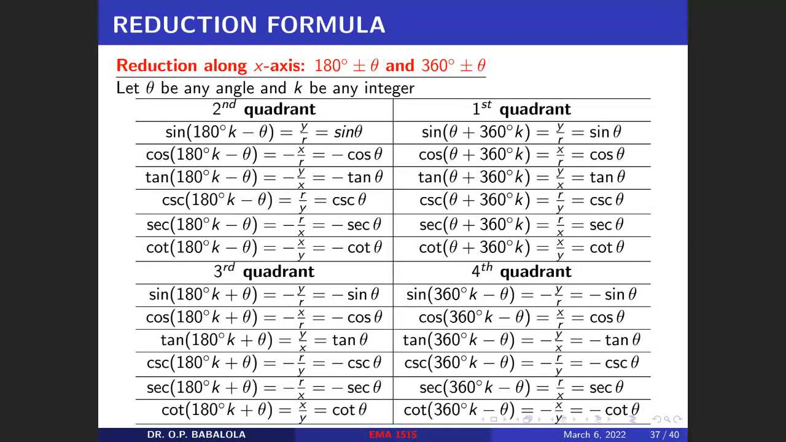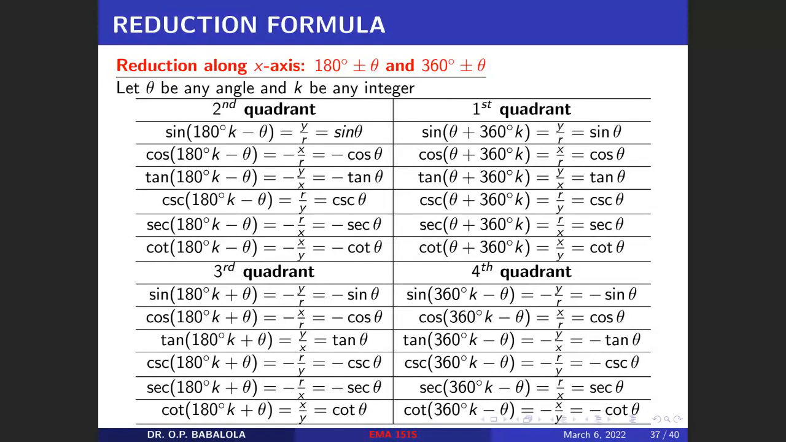Let's say you have 360 times 4. That will be 1,440. Let's say you are given the angle to be 1,440. You want to reduce it along the x-axis. It's just going to be 360 times 4, so your k, the integer there, will be 4, and your theta will be maybe 0 degrees. This is what I'm saying.